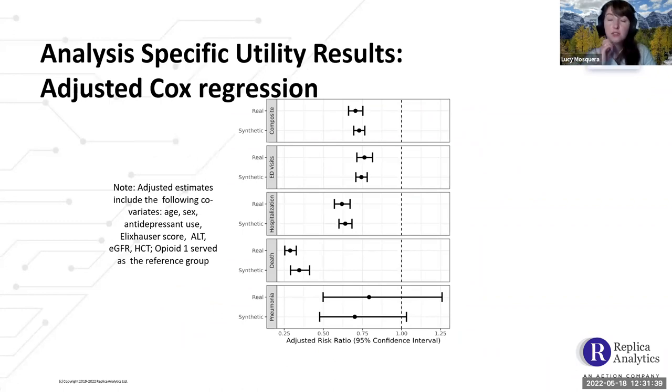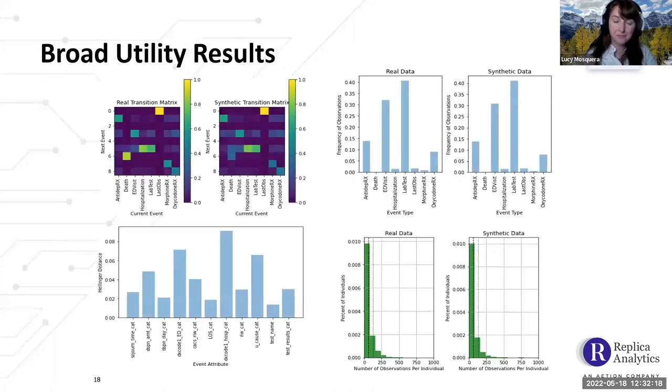Next up, these are results from a longitudinal data set that we synthesized in its raw format. So we had different tables for labs and prescriptions and emergency room visits and hospitalizations, and we synthesized all of those in their raw format. Then we conducted an analysis based off of a Cox regression to assess the differential harm between two different prescriptions of opioids. Again, you can see that the confidence interval overlap between real and synthetic data is quite high. These results are under review, so once they're published, I'll be able to give you a lot more information about them.